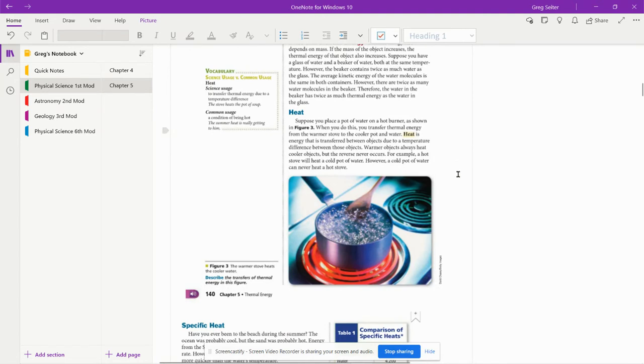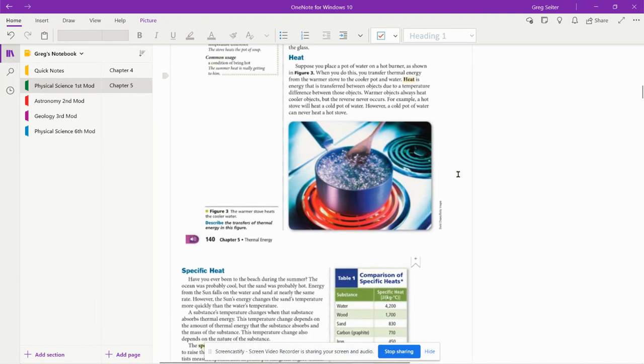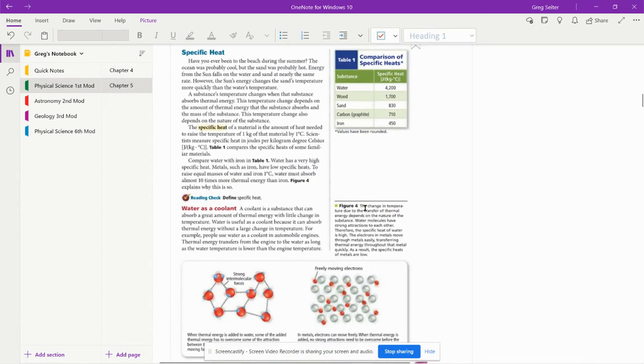Heat. Heat always travels from hot to cold. Something hot always heats up something cold. If you were to touch this burner, you're going to burn your hand because your hand is cooler.